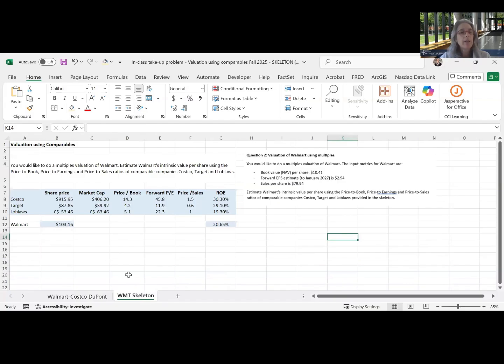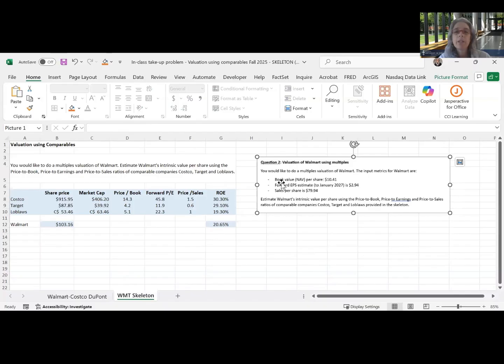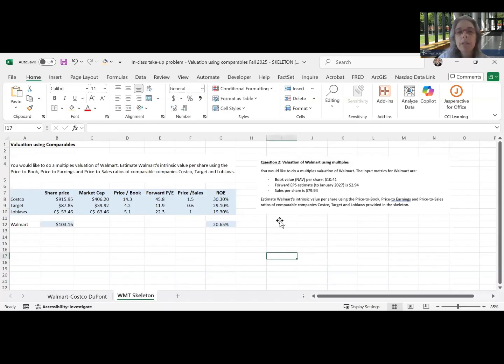But let's have a look at the valuation. So what I've just copied here is from the question, just so we've got it handy, so I don't have to split a screen. So you want to do a multiples valuation of Walmart. You're going to do price to earnings, price to book, price to sales. And I've given you the input metrics, so your book value per share, earnings per share, and sales per share. Again, we're going to look at Walmart compared to other companies in its peer group to do the valuation.